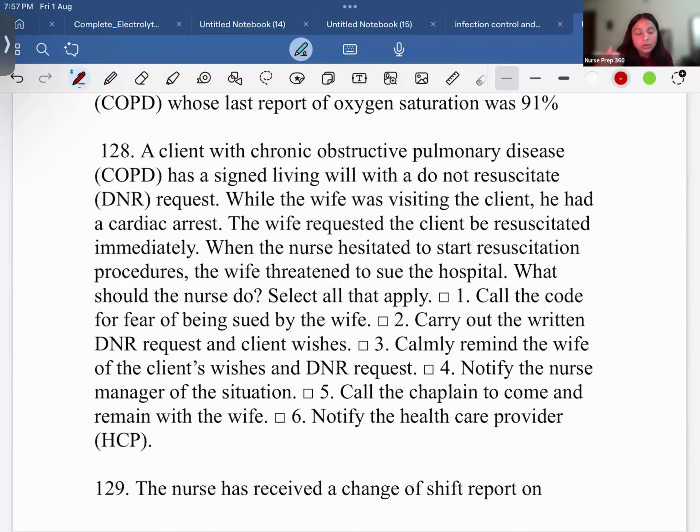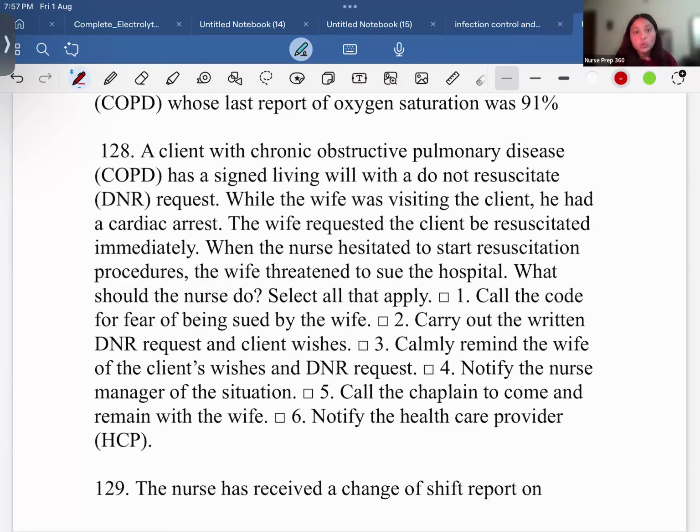These also appear in your questions. So read the question exactly for what is happening with the patient. Would you call the code? No, you're not being feared. The patient is just very angry, and you need to calm them down. So what solution are you going to use? This is not the answer. Carry out the written DNR request.